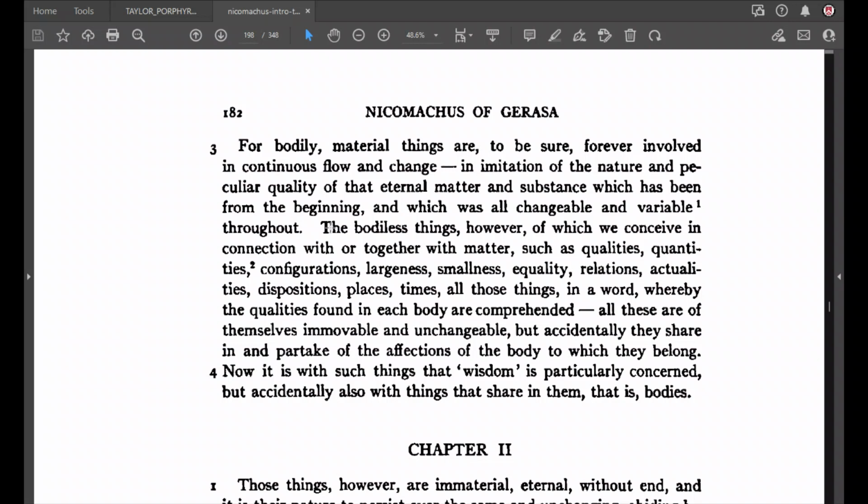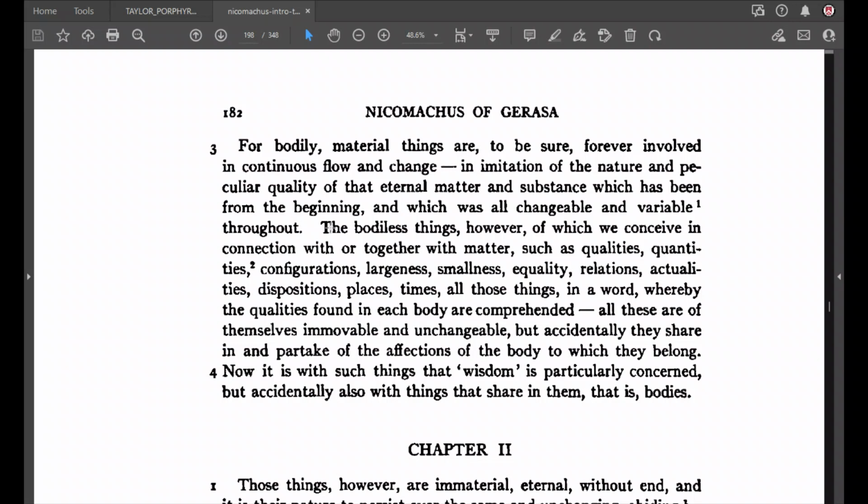Physical things share in these timeless and unchangeable things. These bodies that break down and decay and change, they participate in these different qualities, these things that don't change. A wise man studies the things that don't change, but he's also interested in physical things because they are related to these things that don't change.